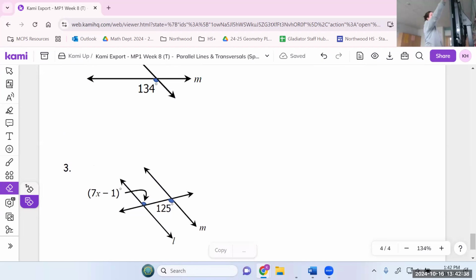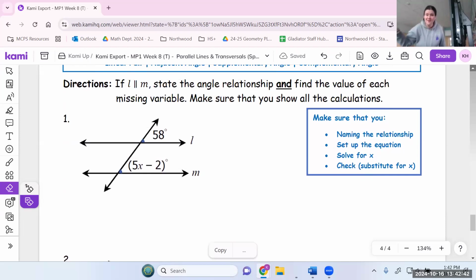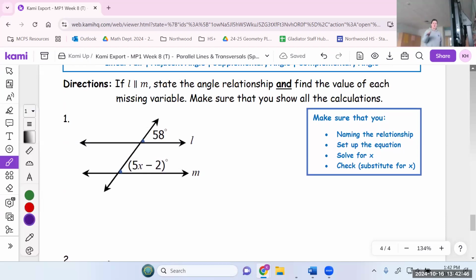I love, no, alternate interior is my favorite. Why? No reason. You just gotta have favorites. Well, actually, I don't have favorite humans. I just have favorite math things.